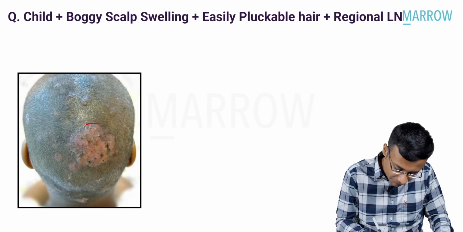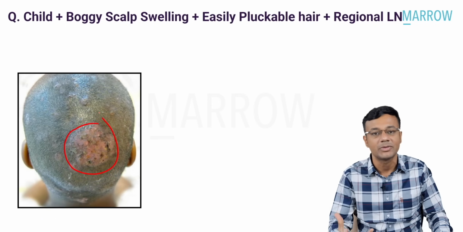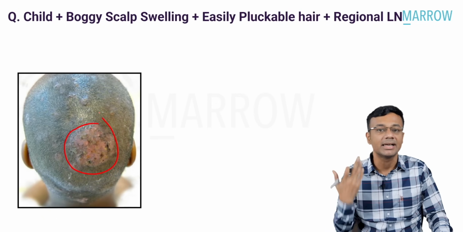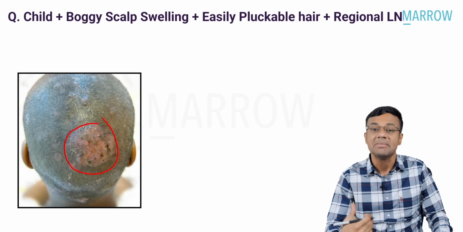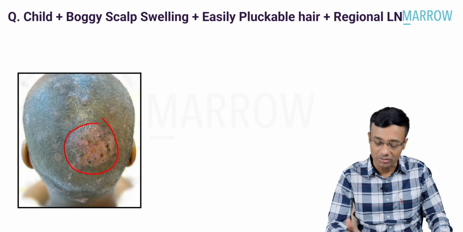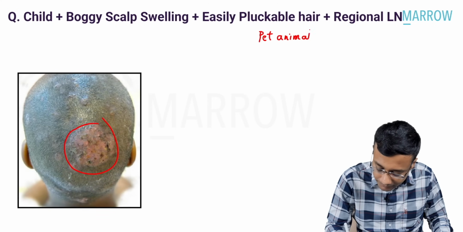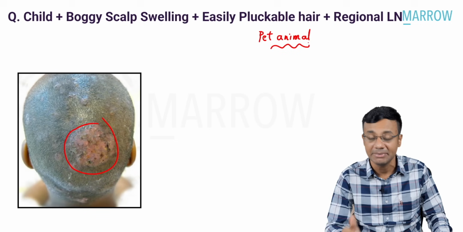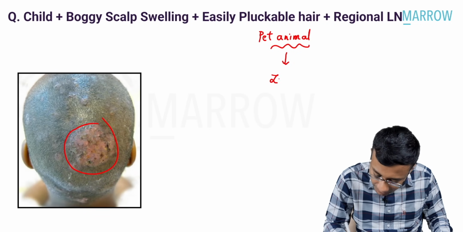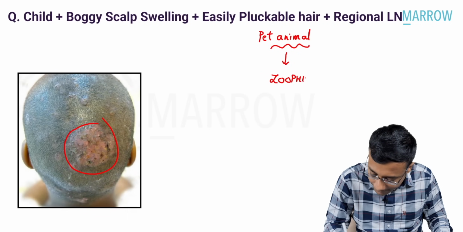This is the example of a child who presents with a boggy scalp swelling. Easily pluckable hair, regional lymph nodes will be enlarged. Many a times in exam, they may give us also history of exposure to pet animal. So as soon as pet animal is given, that means this is definitely going to be a zoophilic fungus.